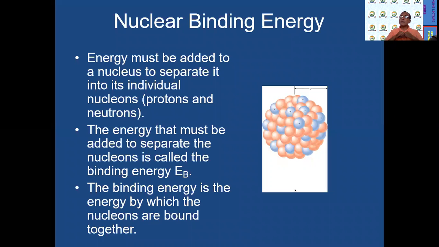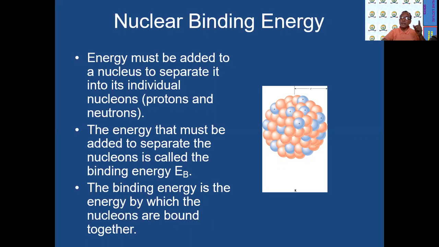Now this nucleus we want to break up. In order to break the nucleus, a certain amount of energy is required. That amount of energy required to split the nucleus into its constituents is called the binding energy, and it is denoted by the term EB. The binding energy is the energy by which nucleons are bound together.